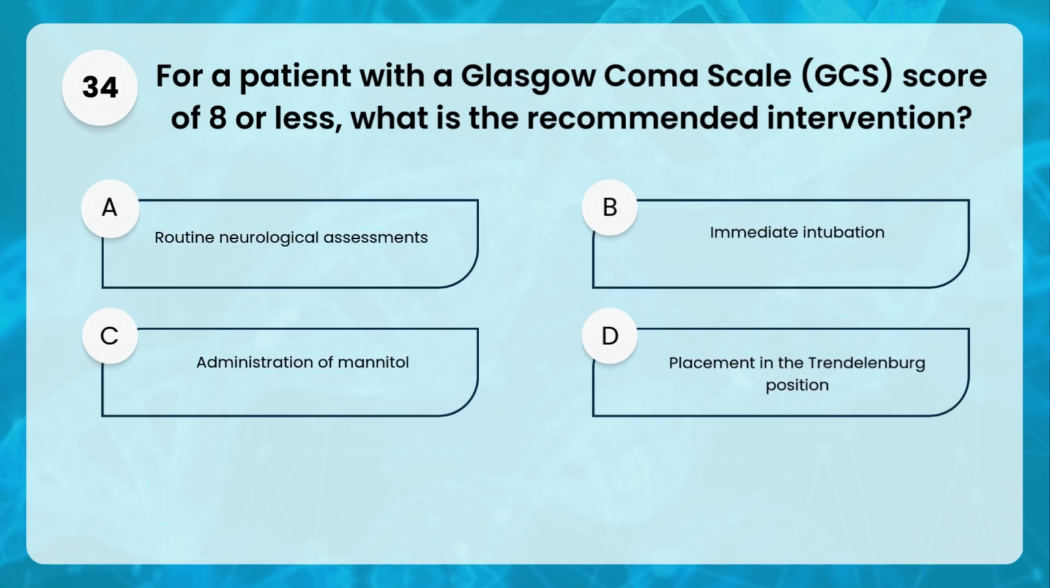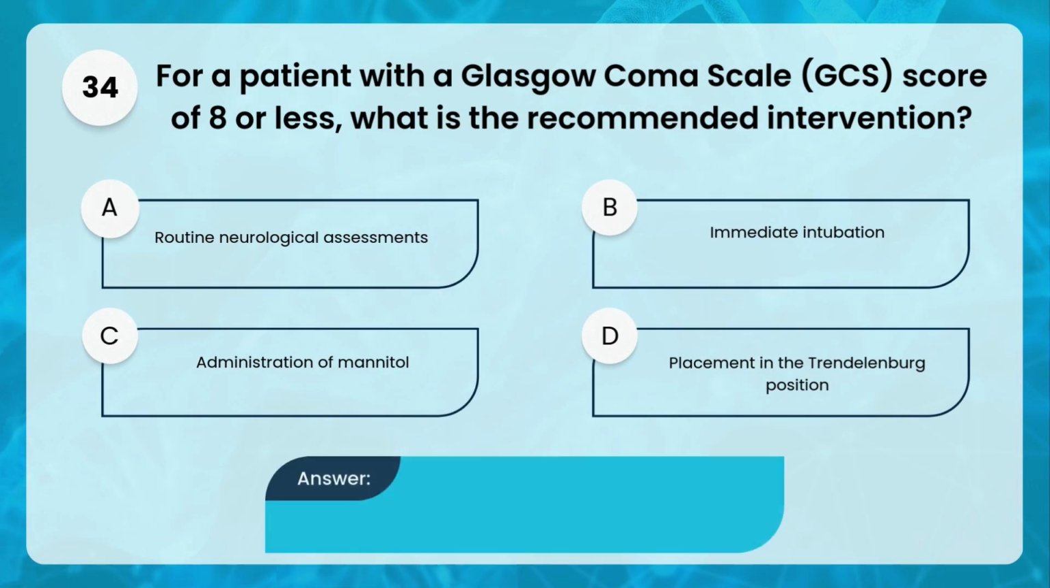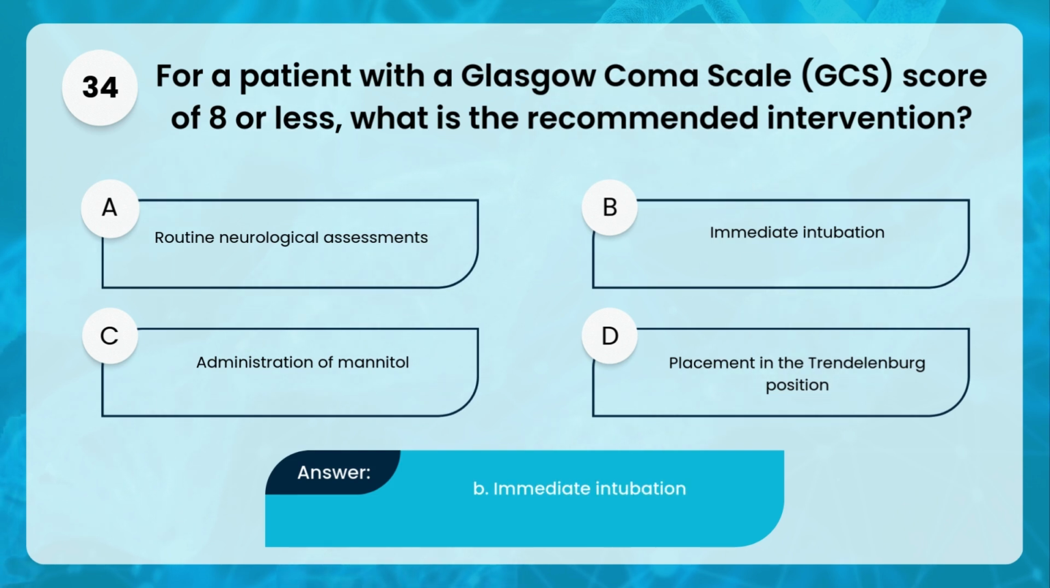Number 34. For a patient with a Glasgow Coma Scale, GCS, score of 8 or less, what is the recommended intervention? A. Routine neurological assessments. B. Immediate intubation. C. Administration of mannitol. Or D. Placement in the Trendelenburg position. The answer is B. Immediate intubation.